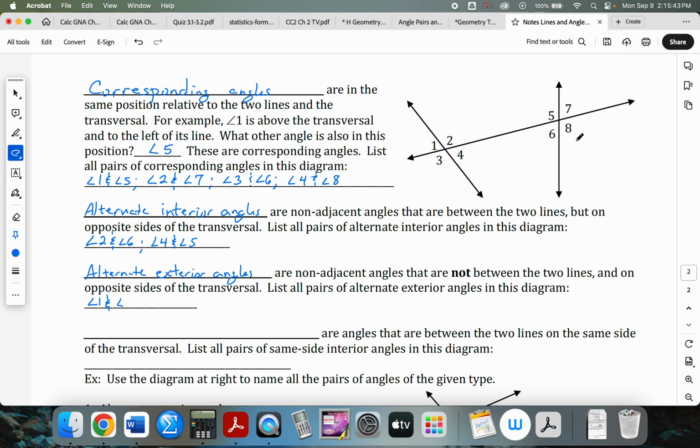7 and 8 are the other exterior angles. I want them to be on opposite sides of the transversal, so that would be angle 8. And then angle 3 and angle 7.